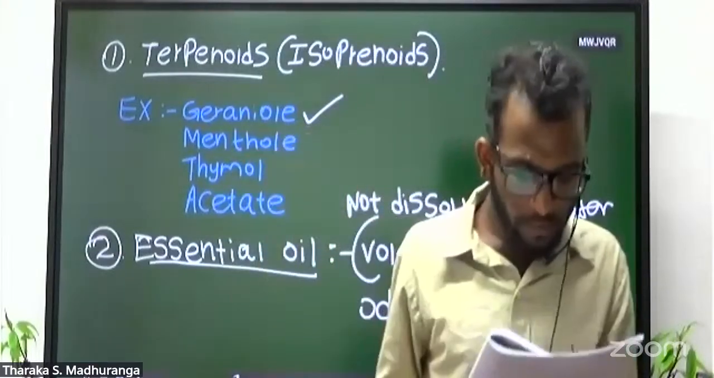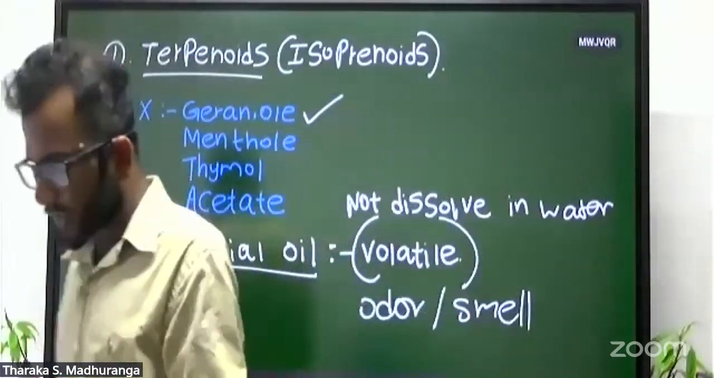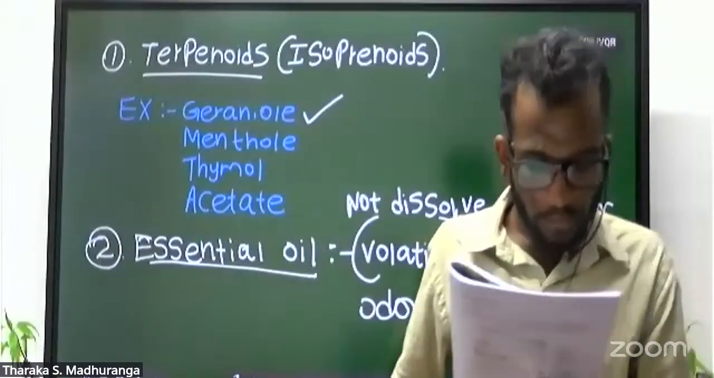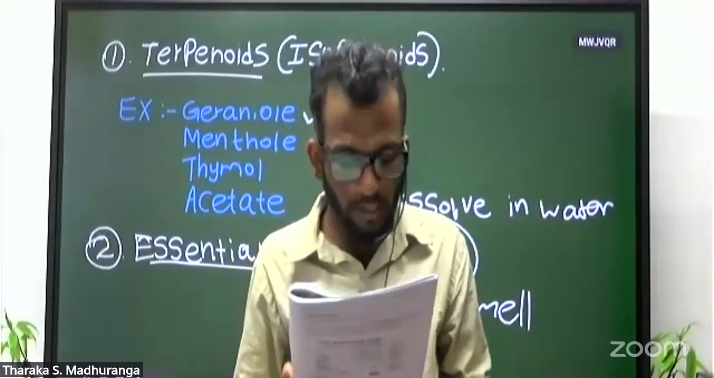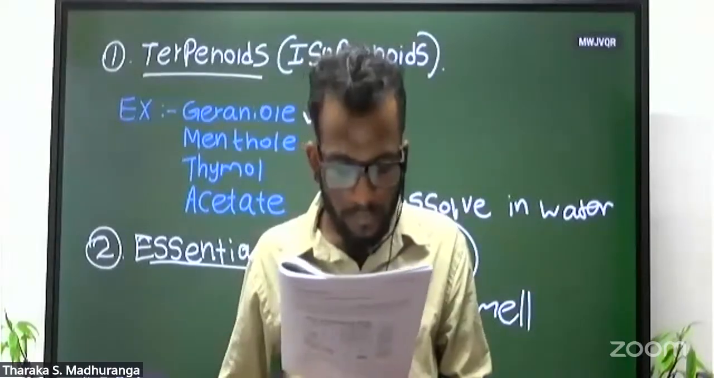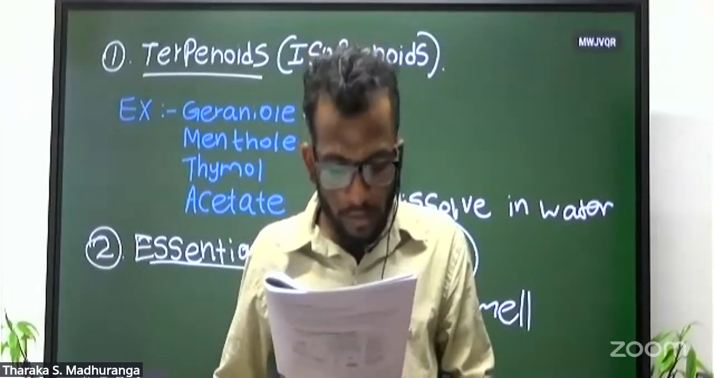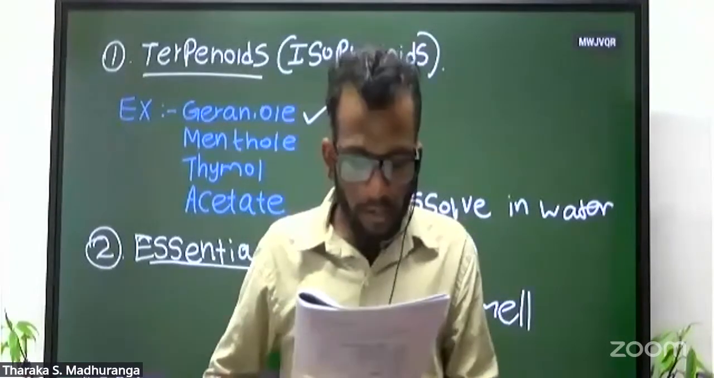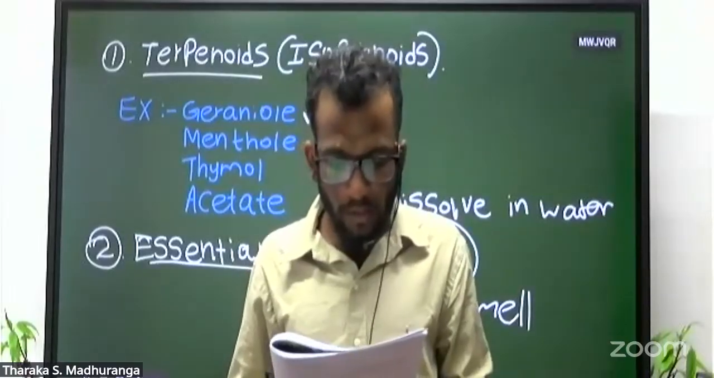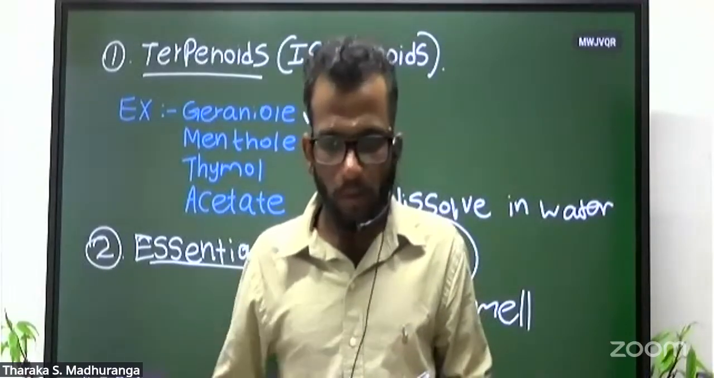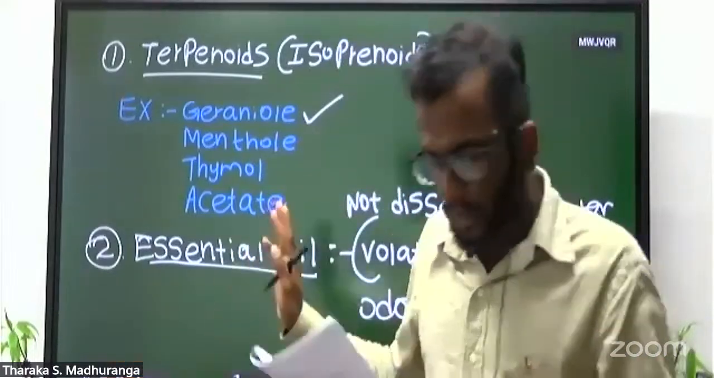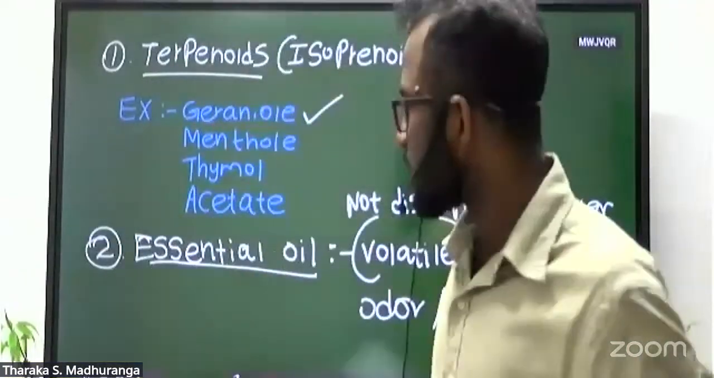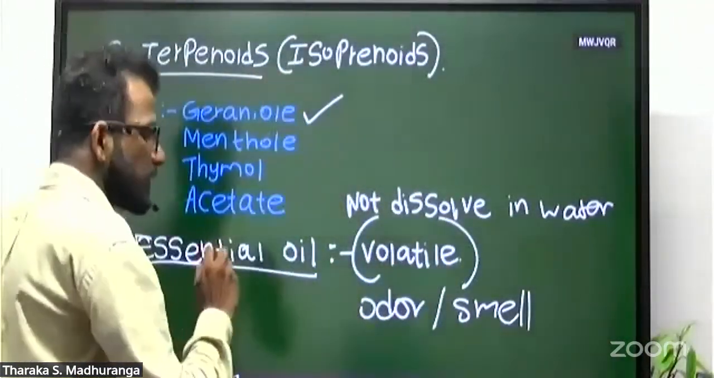We discussed this in the exam question discussion. The rose oil compound is citronellol. White sandalwood oil, sandalwood, has the compounds alpha santalol and beta santalol. You don't need to remember all these compounds by heart. They are the examples for terpenoids and essential oil.